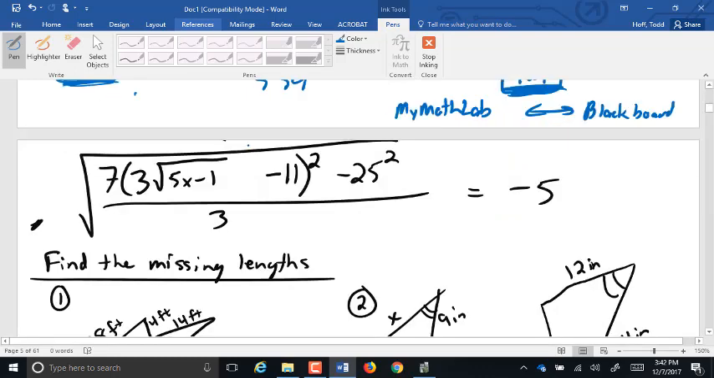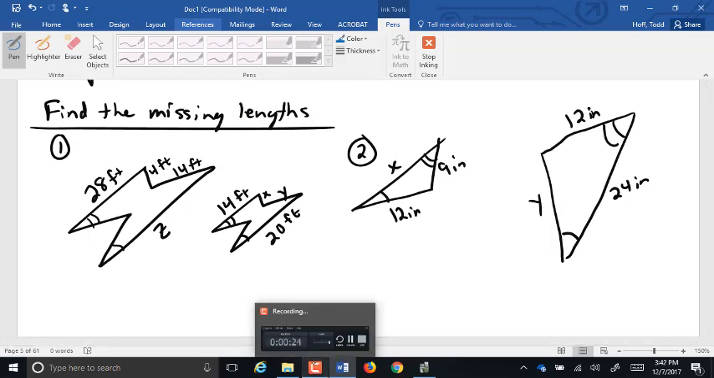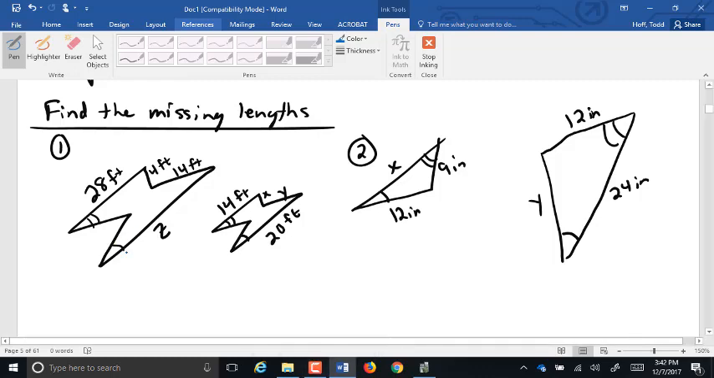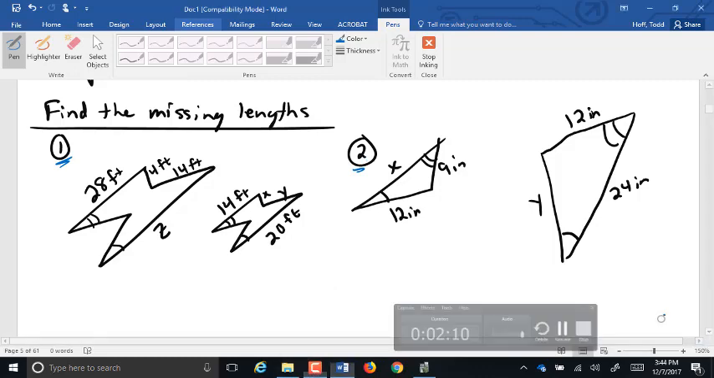Okay. Everything's looking good up on the screen now, right? Okay. So I'll put these back up here so you guys have a chance to work on them. Find X, Y, and Z in problem number one here, and then find X and Y in problem number two. I'll give you, like I said, about a minute.